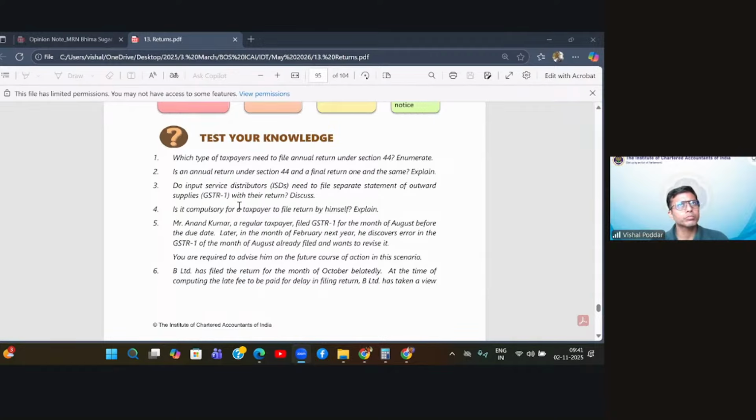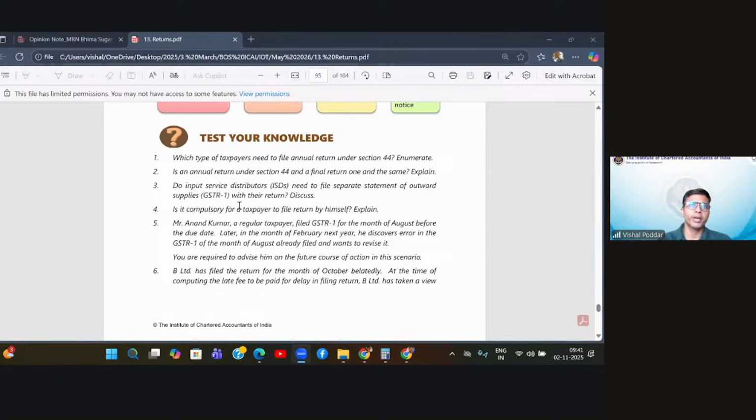They are just registered for the purpose of distributing the input tax credit to their branches. So they need to file the GSTR-6 only. And there is no transaction with any outside world. So there is no need of any GSTR-1 because they are not going to report any type of interstate, intrastate, B2B, B2C. No such reporting is there. It is simply passing on the credit.